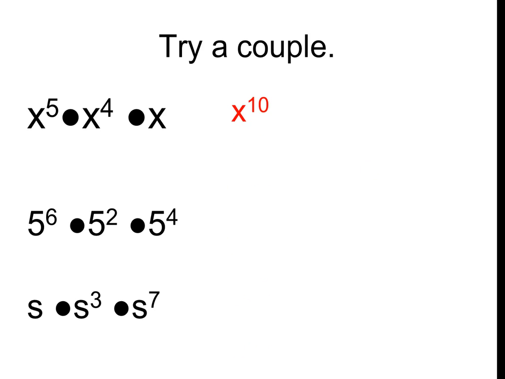Did you see 10? Well, let's expand it because some of you might have forgotten that there was a 1 right there. So if we do it in expanded form, there are 5 x's, there are 4 x's, and there is another x. So there were 10 x's. What about the next one?